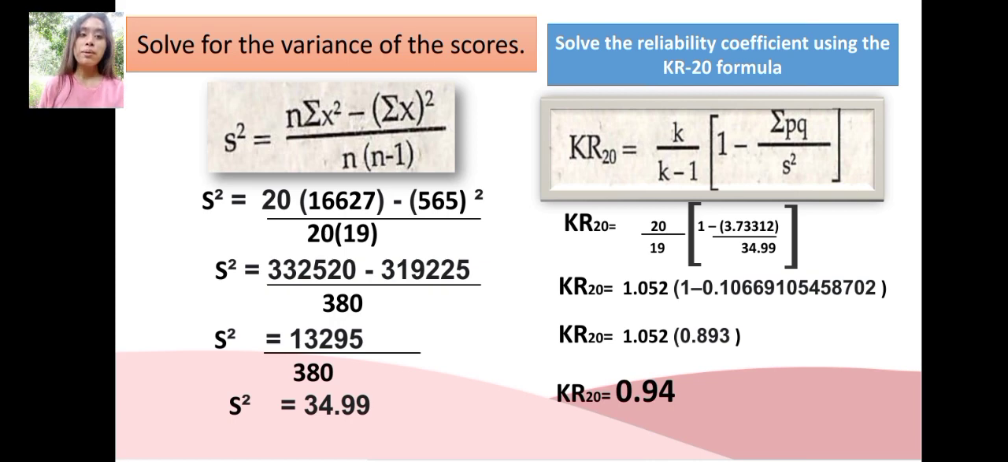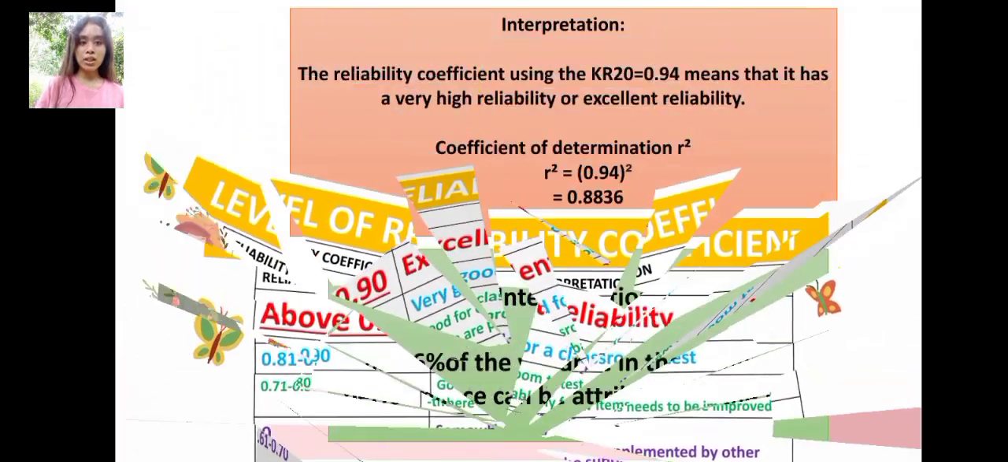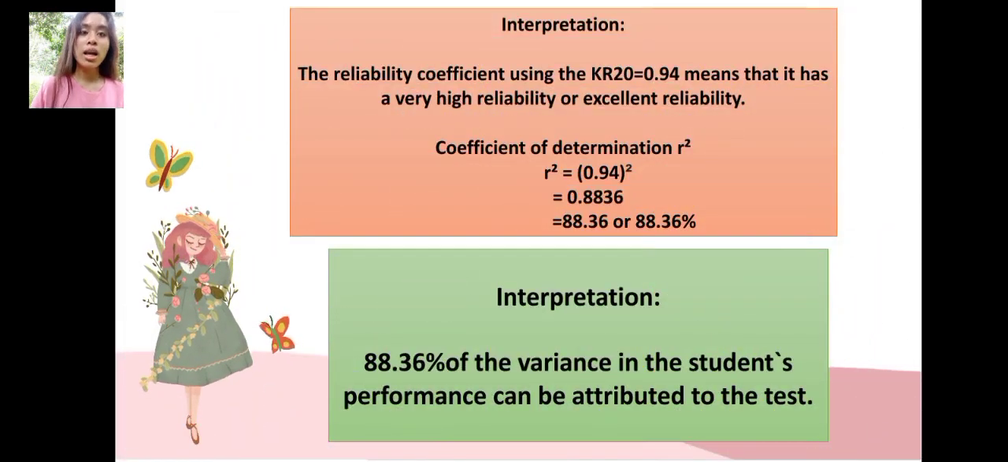And now we are going to interpret. Since our KR20 is equal to 0.94, it says here that above 0.90 refers to excellent reliability. So our interpretation is that the reliability coefficient using the KR20 is equal to 0.94, which means that it has a very high reliability or excellent reliability. Okay? Are you following? Okay.